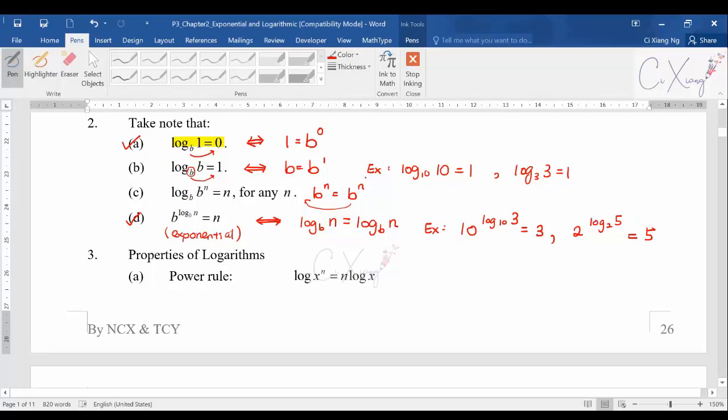All right, so all these are very basic rules, so make sure that you roughly know how to apply them later. Then besides the basic values here, you also need to know some basic properties for log. There are a few rules that you need to know. The first one is the power rule.